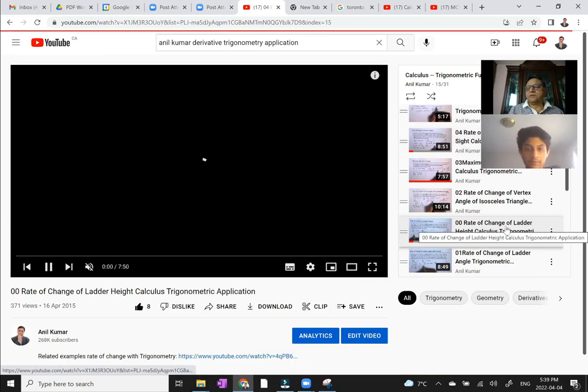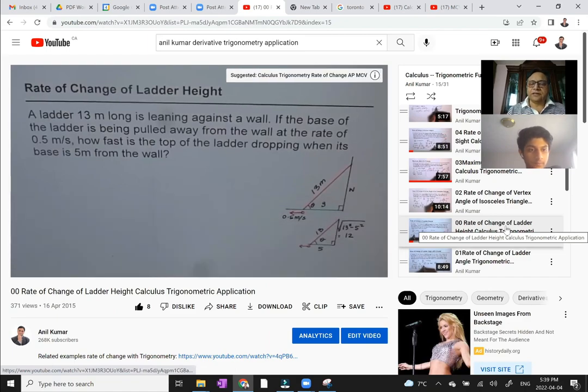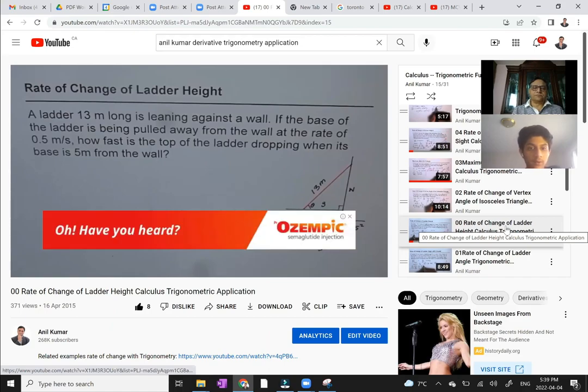And then we have ladder questions. Now, ladder questions are very typical. Can you please read this question? Rate of change, ladder. A ladder 13 meters long is leaning against a wall. If the base of the ladder is being pulled away from the wall at a rate of 0.5 meters per second, how fast is the top of the ladder dropping when its base is 5 meters from the wall?